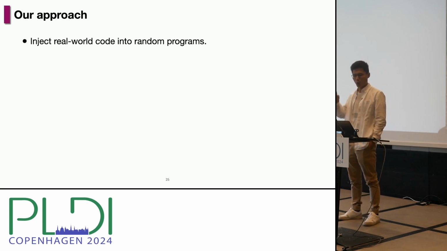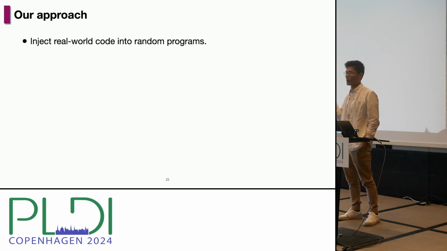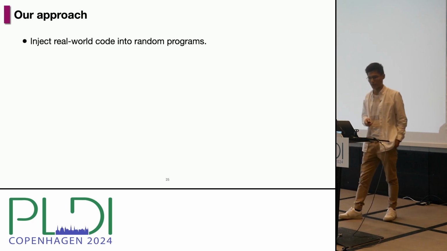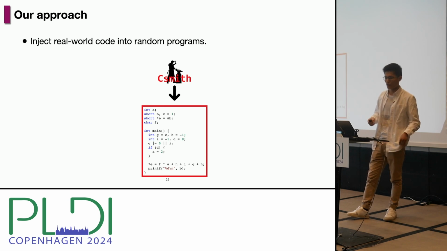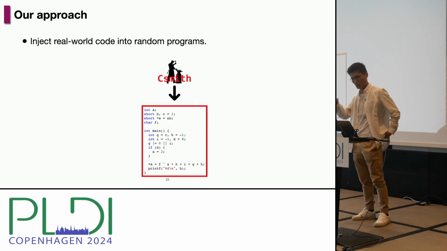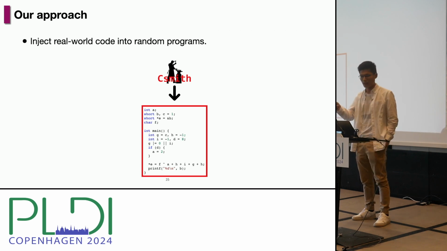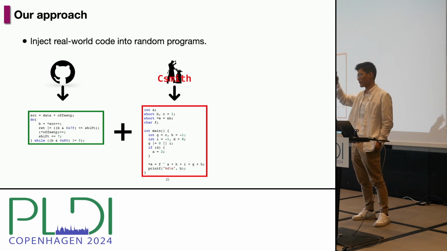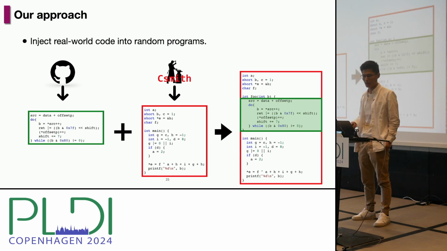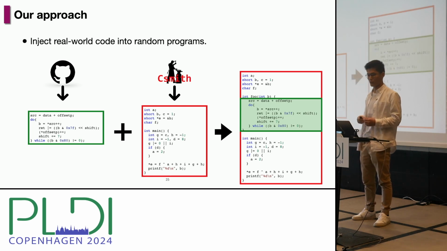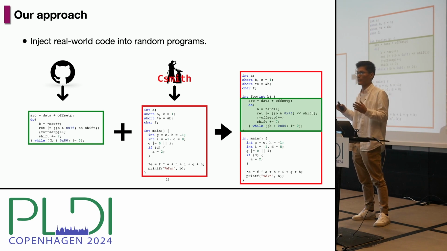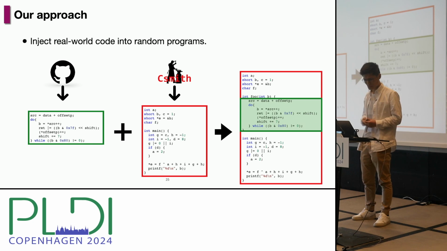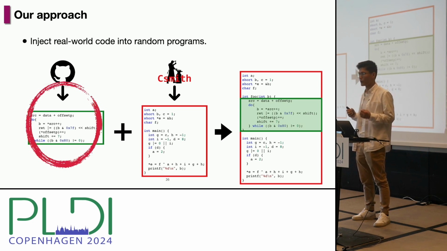In one sentence, we want to inject real-world code into random programs to boost their expressiveness, by using code features that are not yet supported by the existing random generators. For example, we first have some random programs, and then we want to take some code from somewhere, for example from GitHub, and inject it into the random programs to get a new program, which we can then utilize to test the compilers. Next, I will first show you how we get that code from GitHub.